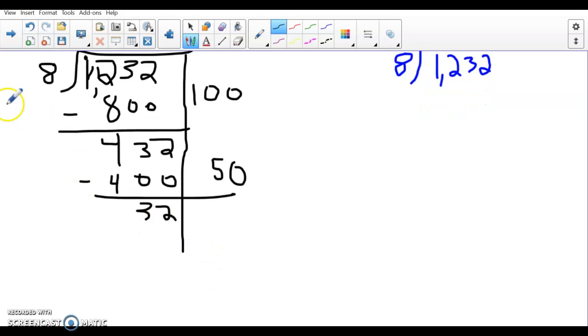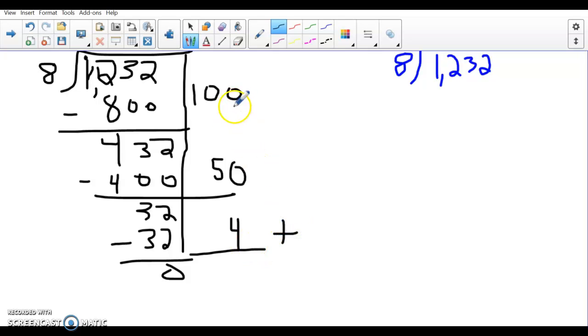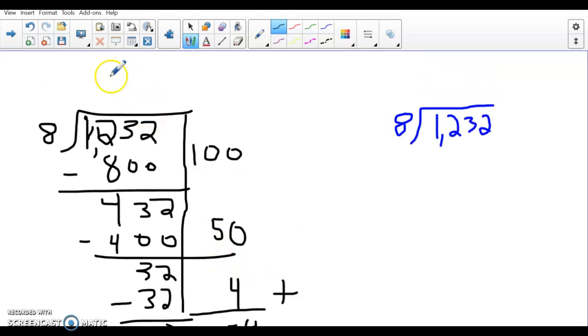Well, now I can just think of 8 times what gets me to 32, or how many equal groups of 8 can I pull out of 32, or can I divide 32 into? Okay, and we're gonna figure out that 4 times 8 is 32, and when you subtract, you have nothing left. Now you need to add up 150 and 4, and now you have 154. And that's your answer for number 8.